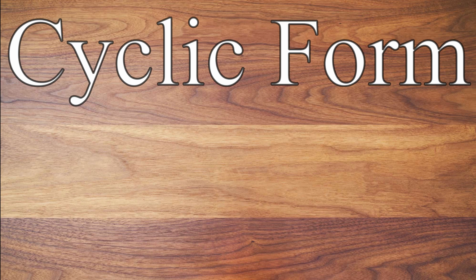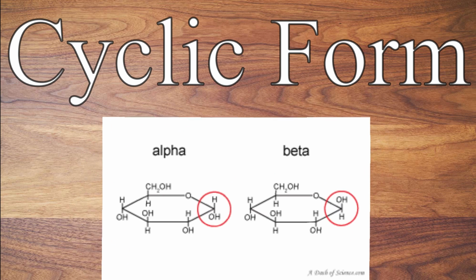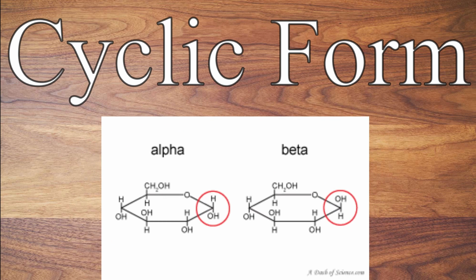There is also a different way to show glucose, and that is a cyclic form. On the left, there is alpha glucose, and on the right, there is beta glucose. They are very similar in structure, but their main difference is their hydroxyl group. The alpha glucose has the hydroxyl group on the bottom, and the beta glucose has the hydroxyl group on top.